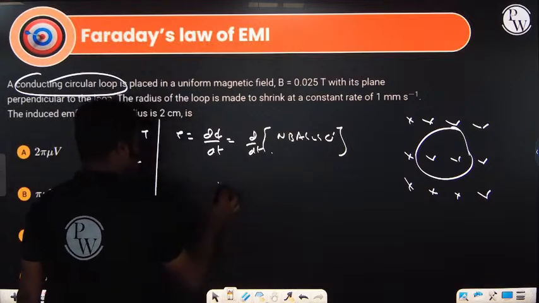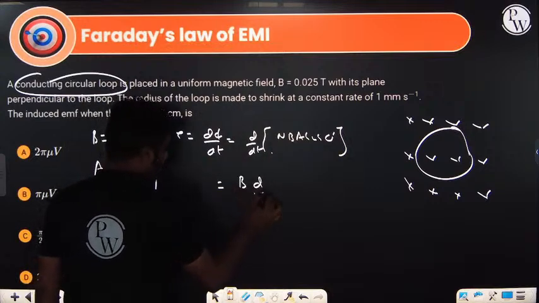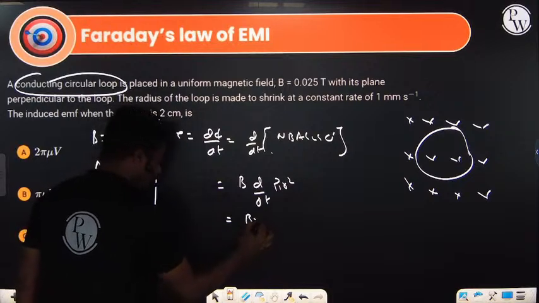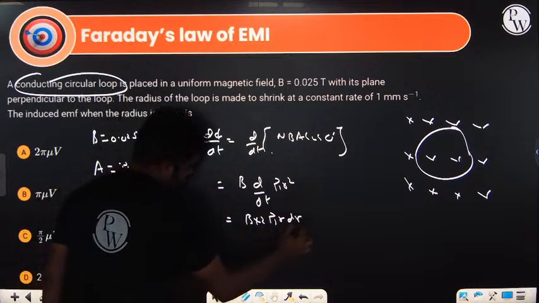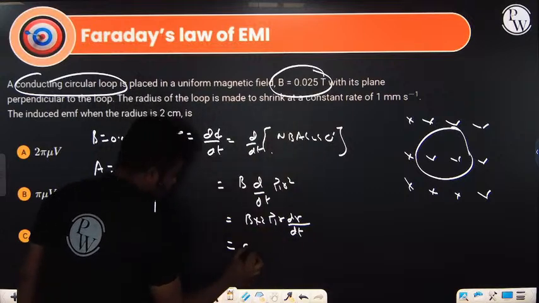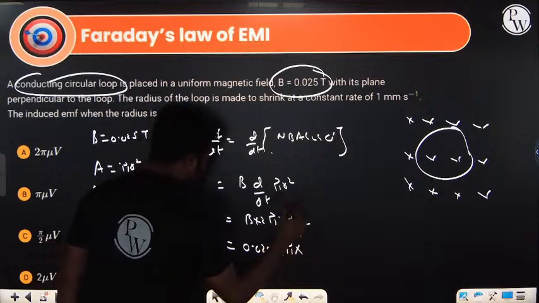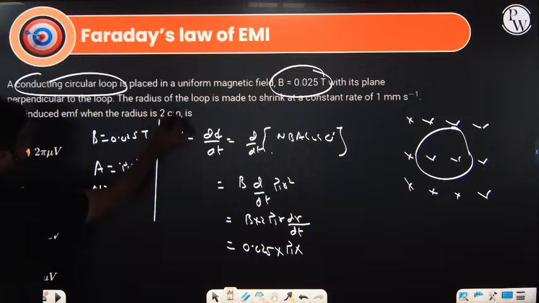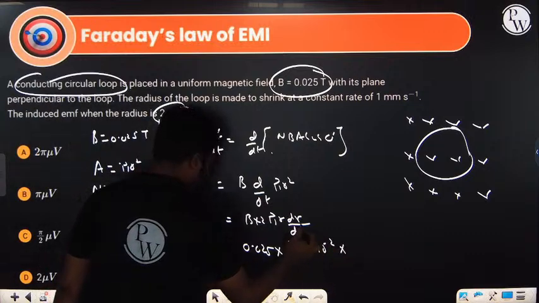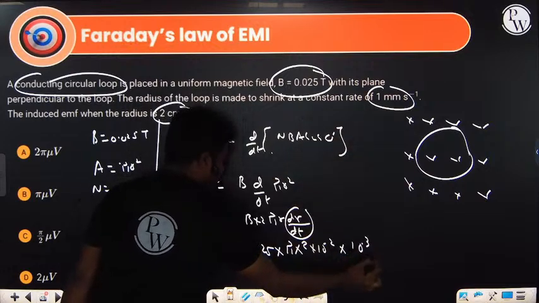The number of turns is 1. Taking B outside, B into d by dt of pi r squared, and from here we can write B into 2 pi r into dr by dt. What is the B value? 0.025 Tesla, multiplied by pi, multiplied by r. What is the r value? The radius is 2 centimeter, that is 2 into 10 to the power minus 2, multiplied by dr by dt. It is shrinking at the rate of 1 mm per second, that is 10 to the power minus 3.